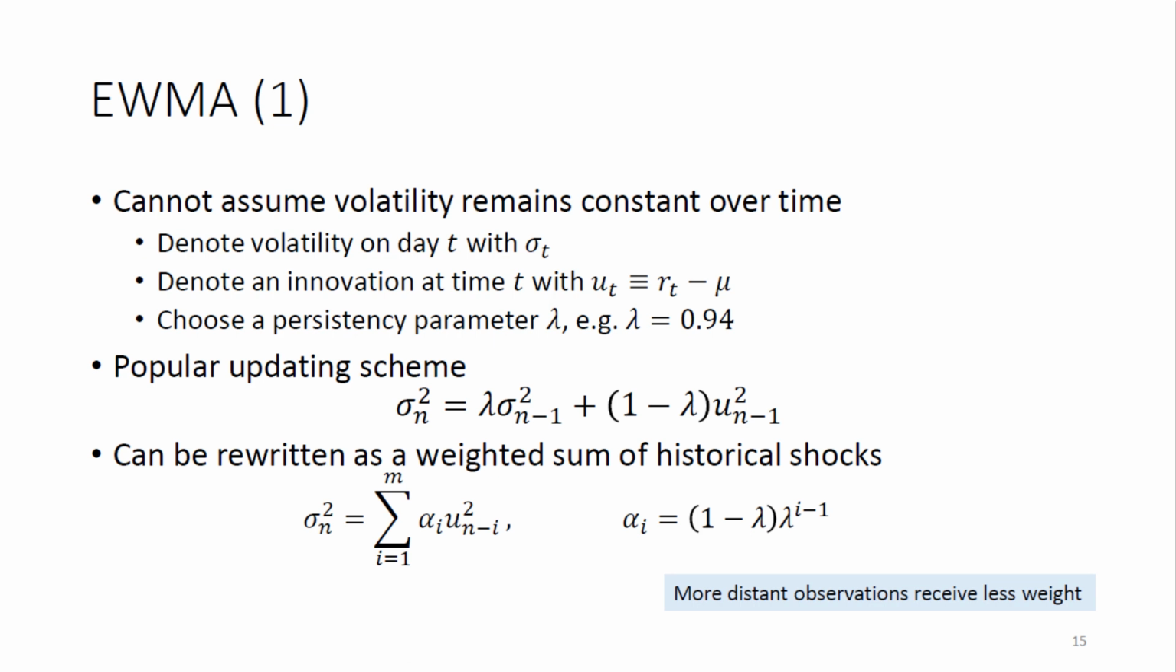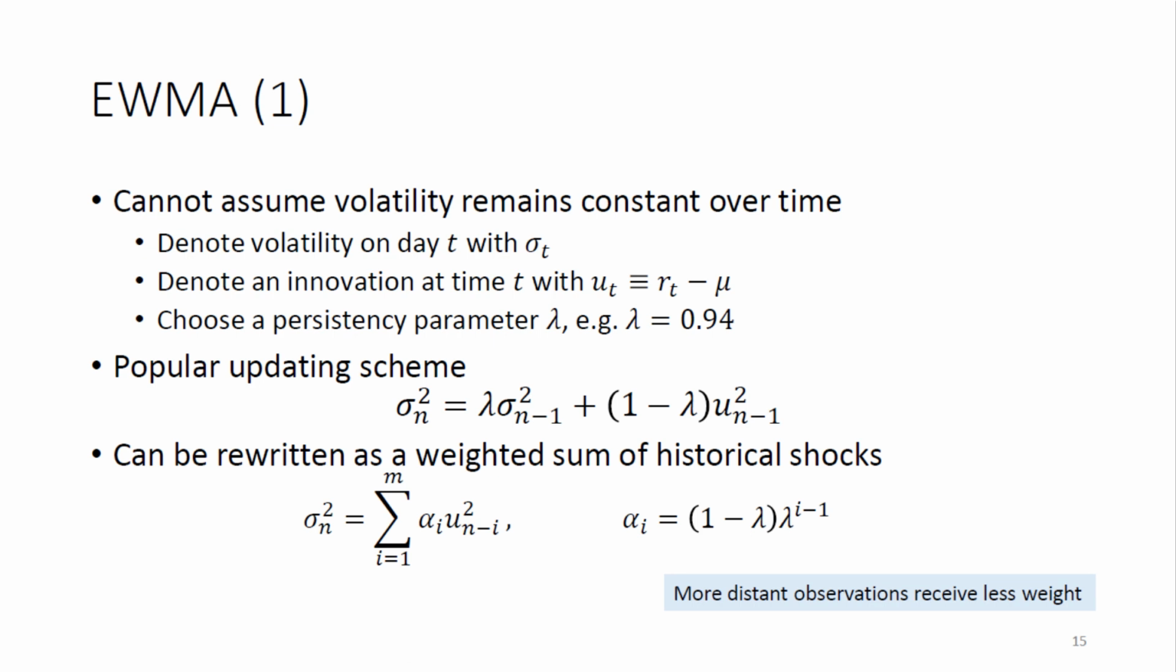And then the third element that we use is a persistency parameter. In practice, this parameter is very often set to 0.94. It's denoted with lambda. And then the weighting scheme is as follows. We look at a daily volatility that we want to determine at time n. So we take sigma_n squared, which is the variance, of course, at time n. And we say, well, we believe that there is a relationship with the volatility at the previous day, sigma_{n-1} squared. We multiply that with lambda.